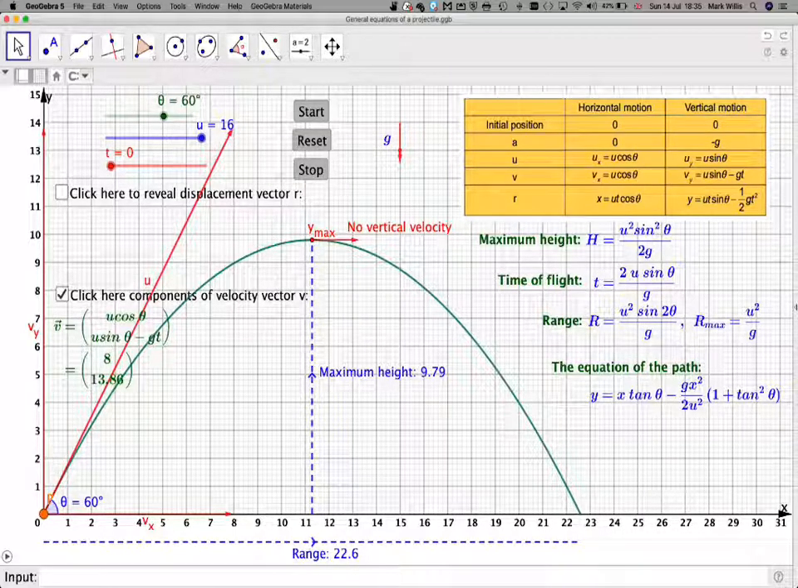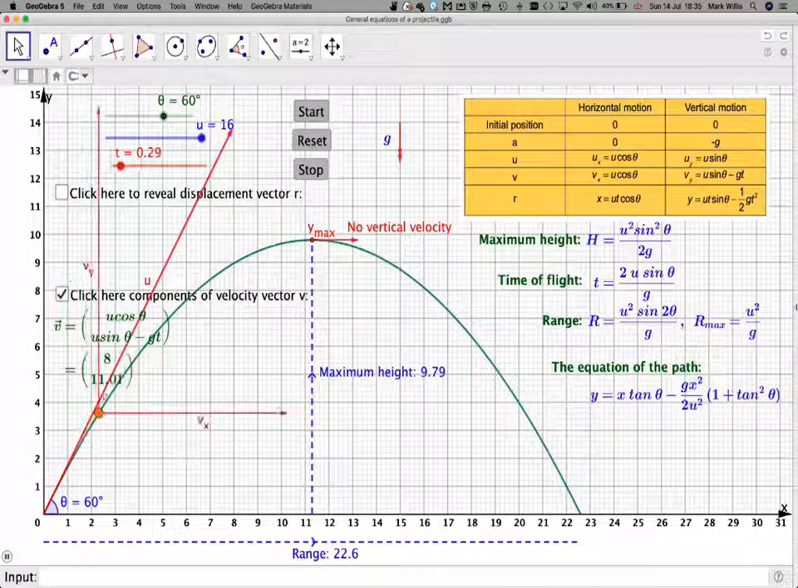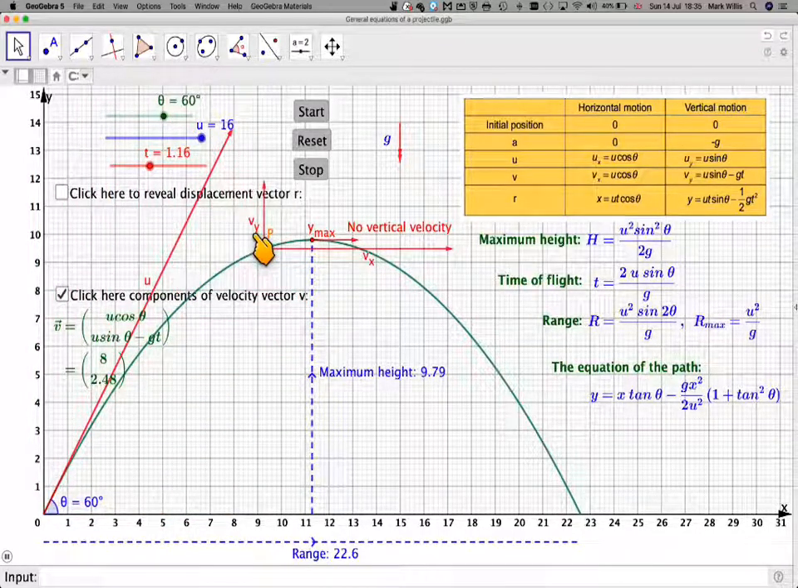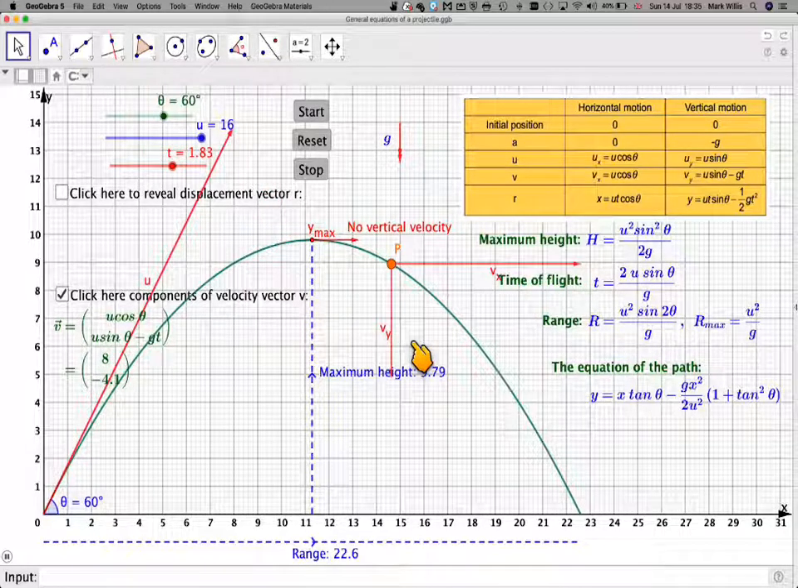Okay, so what we're going to calculate in this question, we're going to calculate the maximum height, the time it takes to go from there to there, and the range, and also the equation of this path in terms of x. Now, if we start this off now, what we see is this stays as a constant. This gets smaller because gravity is taking over, and then gravity will eventually make it go downwards.